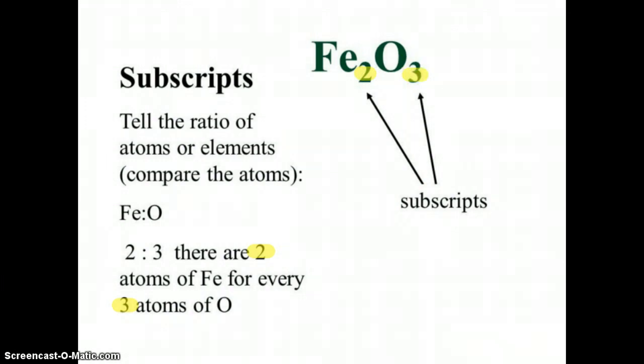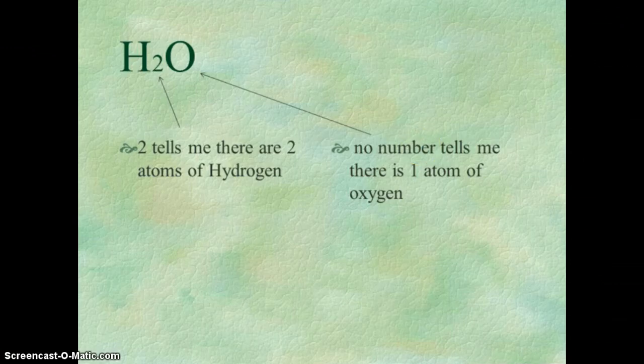And another example, H2O. As you can see, the ratio is 2 to 1, and there are 2 atoms of hydrogen for every 1 atom of oxygen. There is no subscript, which means that there must just be 1 atom of oxygen. So, 2 atoms of hydrogen and just 1 atom of oxygen.